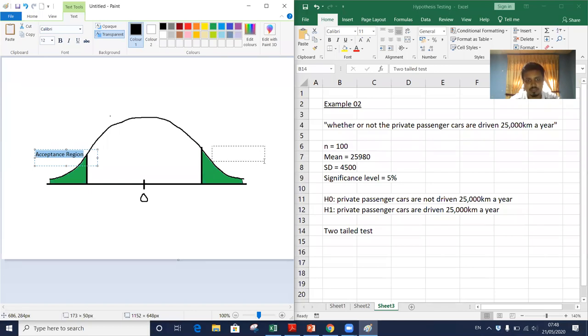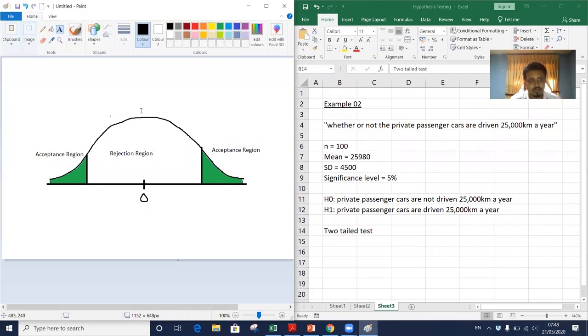Here also, this is our acceptance region, and this is the rejection region. Then we should know the z values, right? Based on the level of significance, we can determine what the z values should be in these places. The level of significance is 5%.